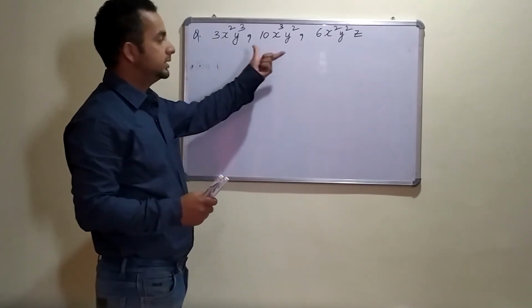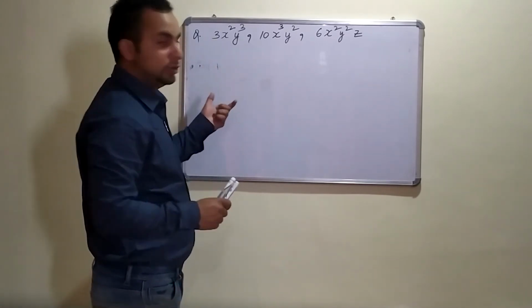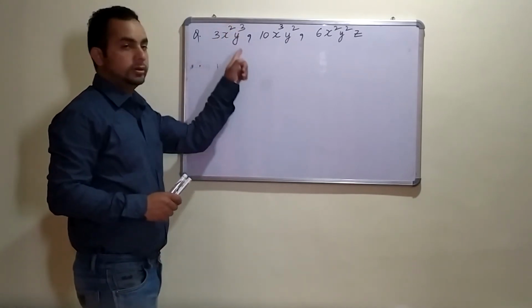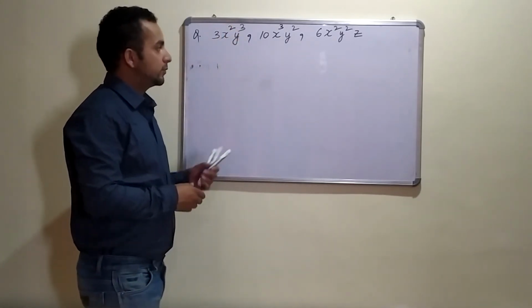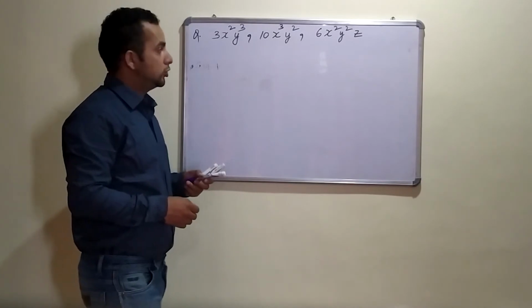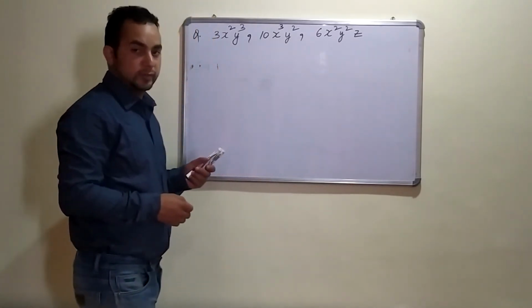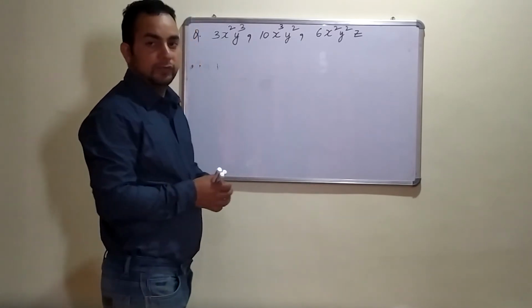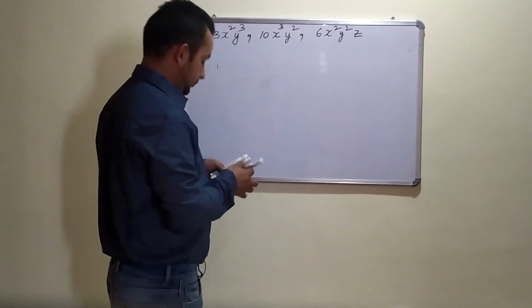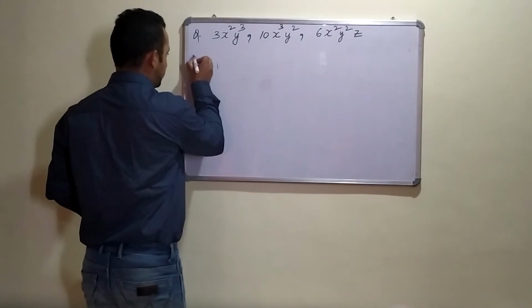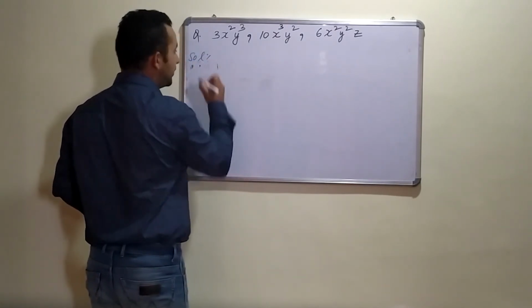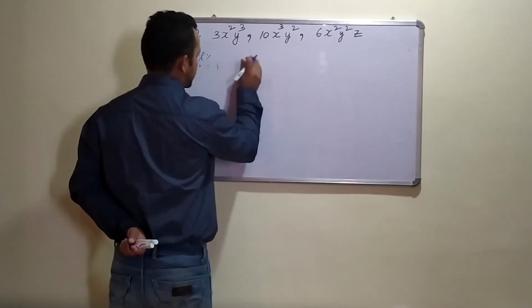Okay class, now we are going to discuss one more question. You have 3 different algebraic expressions. Your first expression is 3x square y cube. Your second expression is 10x cube y square and your third expression is 6x square y square z. Now you're going to find out the common factors. One by one we are going to find out the factors.